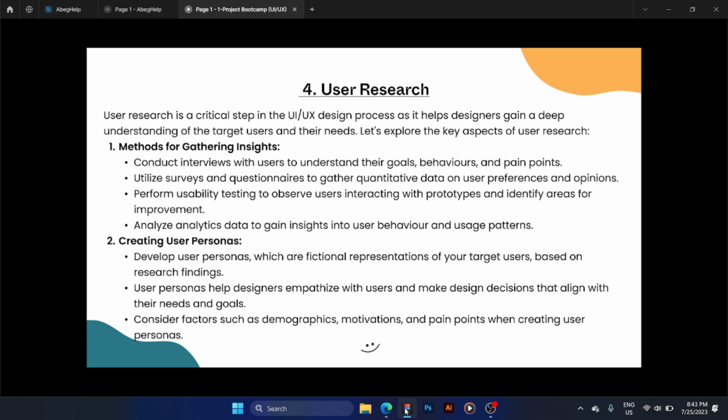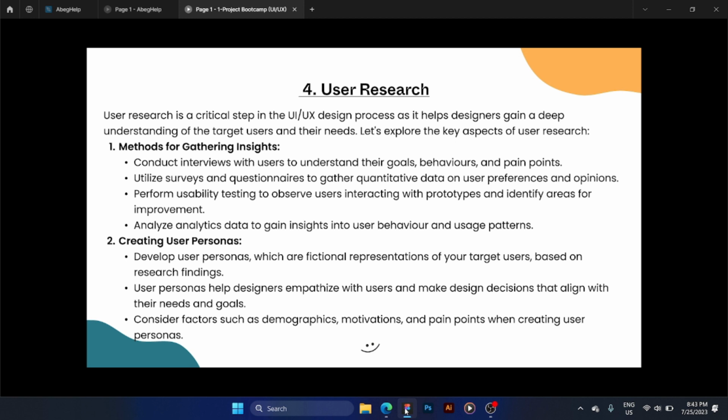So another thing we take notice of is creating user personas. Develop user personas, which are fictional representations of your target users based on research findings. With this one, you are not really meeting the user per se. You are just working with more or less an assumption. Do you get it now? It represents the target user.